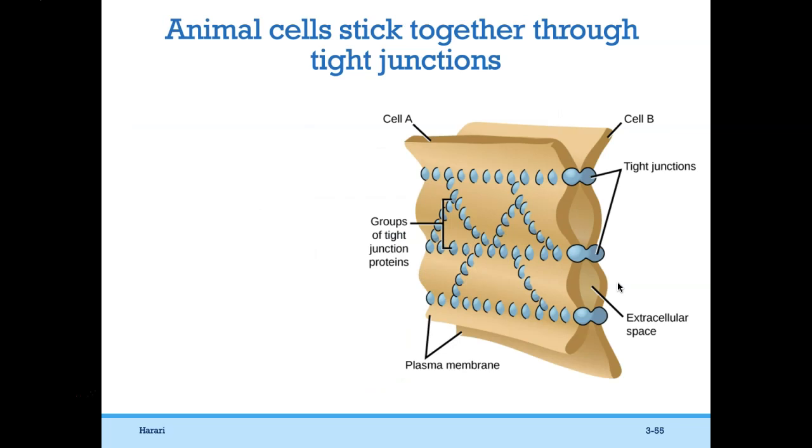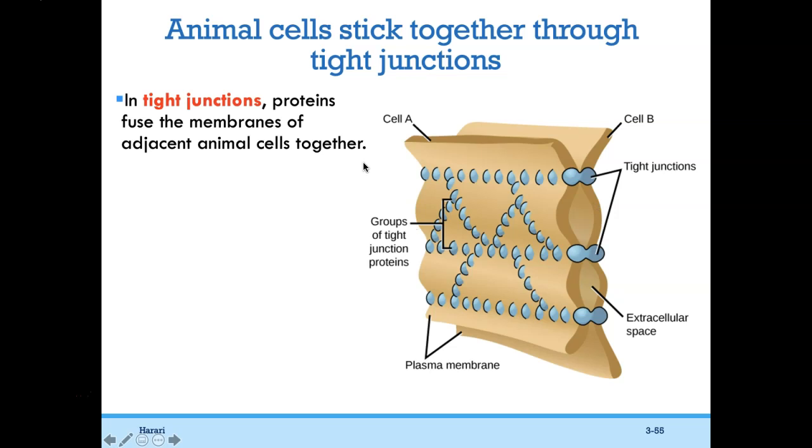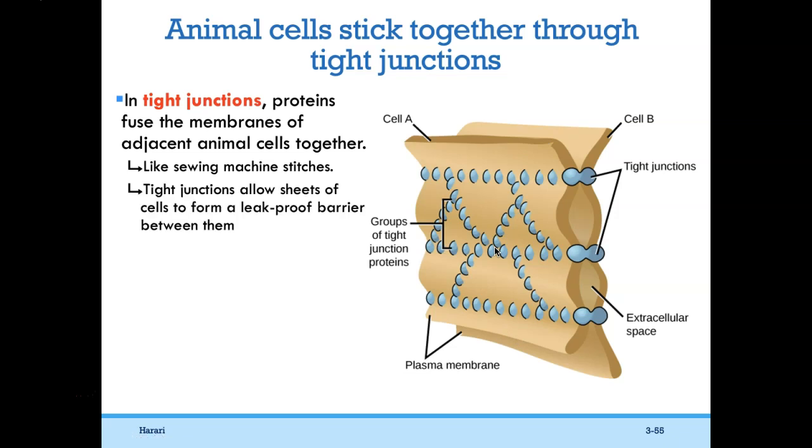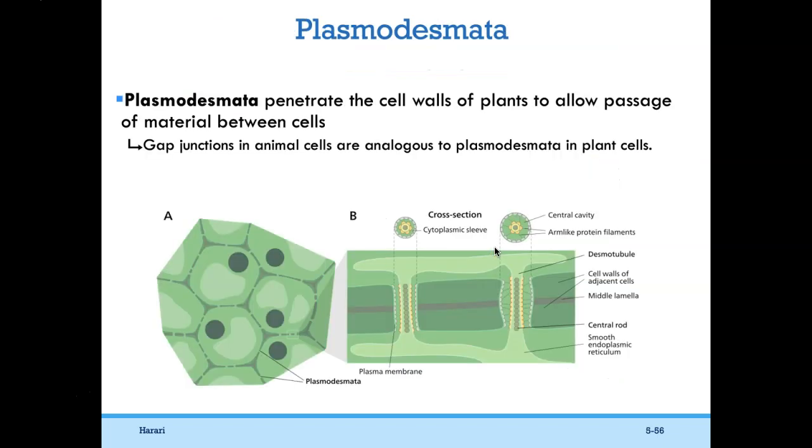Finally, we have tight junctions. In tight junctions, certain proteins fuse the membranes of adjacent animal cells together. So here is cell A and here is cell B, and the membranes are fused together by groups of tight junctions, almost like stitches, like sewing machine stitches. This allows sheets of cells to form a leak-proof barrier between them. This is important in the intestines, where you have epithelial lining. We want to make sure all of those cells are very tightly attached and form a waterproof seal. Right? We don't want any of the food we digest to get inside of our tissue. So we need this leak-proof barrier between our cells.